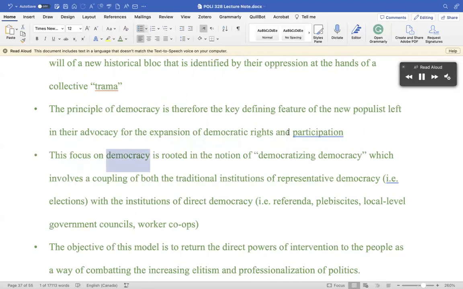This focus on democracy is rooted in the notion of democratizing democracy, which involves a coupling of both the traditional institutions of representative democracy, i.e. elections, with the institutions of direct democracy, i.e. referenda, plebiscites, local level government councils, worker co-ops. The objective of this model is to return the direct powers of intervention to the people as a way of combating the increasing elitism and professionalization of politics.